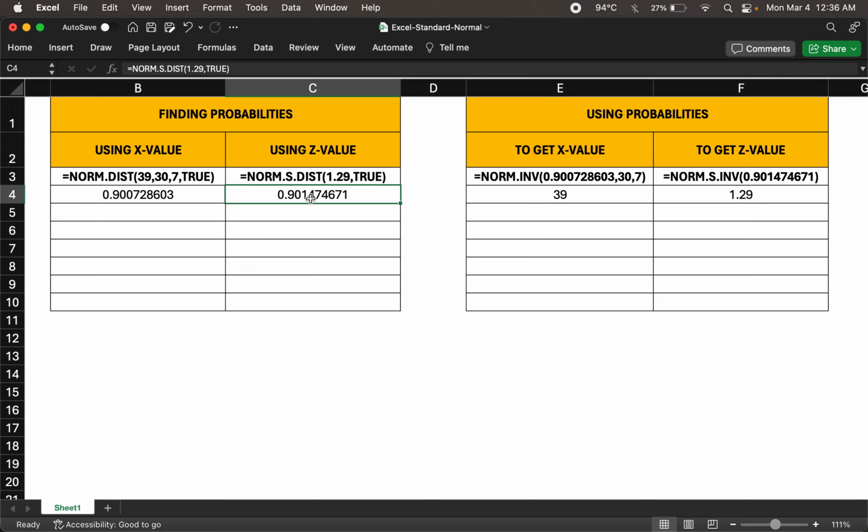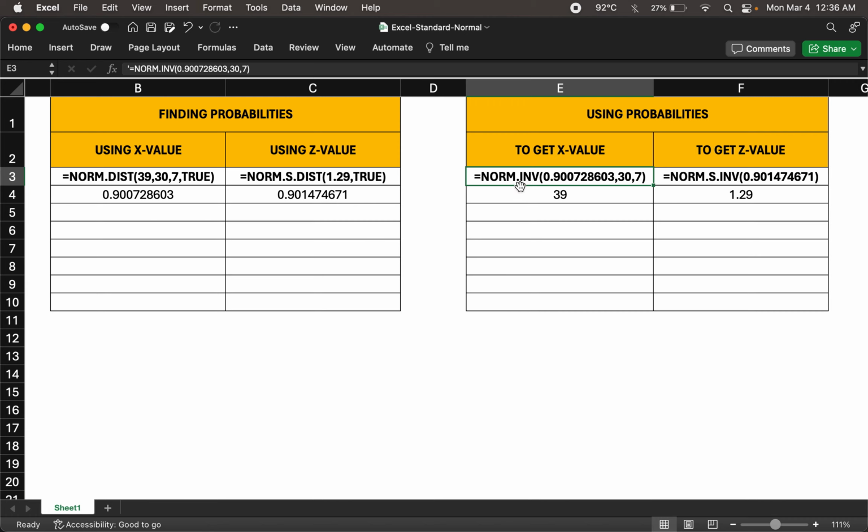What I'm going to talk about now is that suppose you have this probability of 0.9. Could you use this probability to find out the z value or the corresponding x value? So basically from 39 to 0.9, or the z value from 1.29 to 0.9, is something that we already did and know how to do using these formulas. What we are trying to do is go back from 0.9 to the z value of 1.29, or go back from 0.9 to the x value of 39 marks. And for that, we have the inverse formulas.